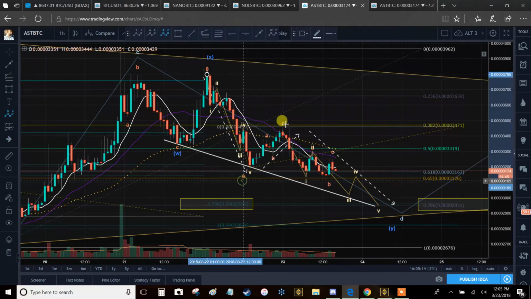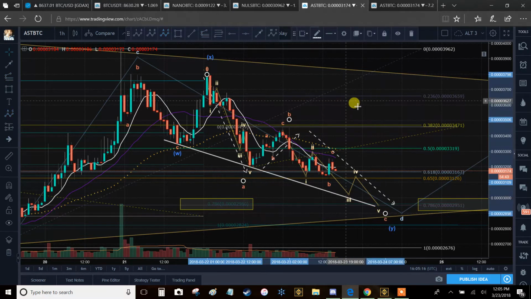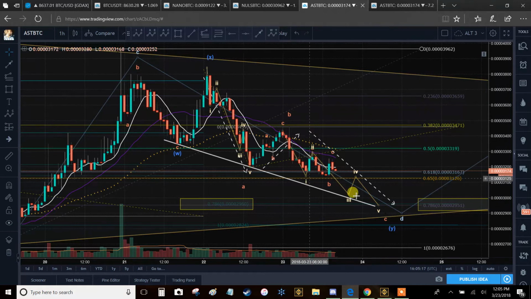So A, B, C. Similar targets, which is fine, but that ABC you had here is what was a little confusing. See how this is a clear zigzag right here? You would need that to have a double zigzag to form your ABC. So here's your ABC, very clear, and now it looks like we're forming another, maybe more impulse movement down.